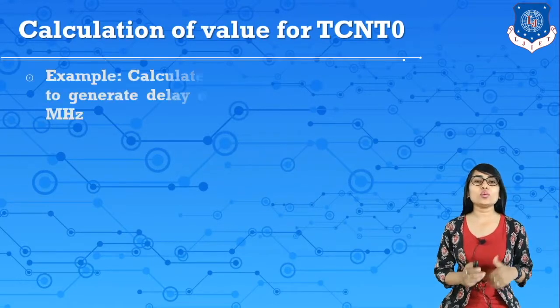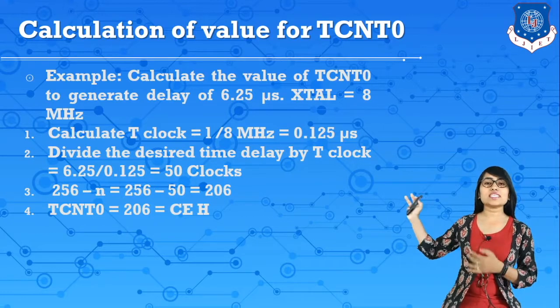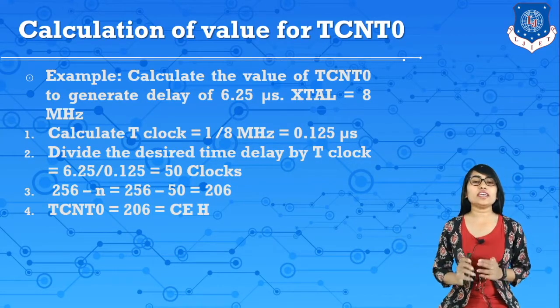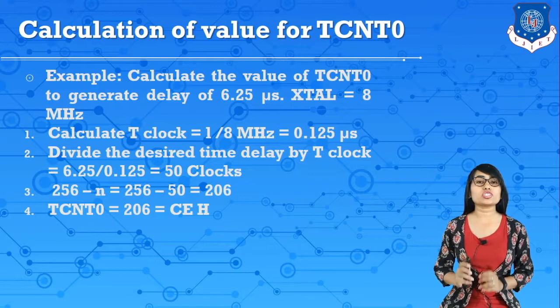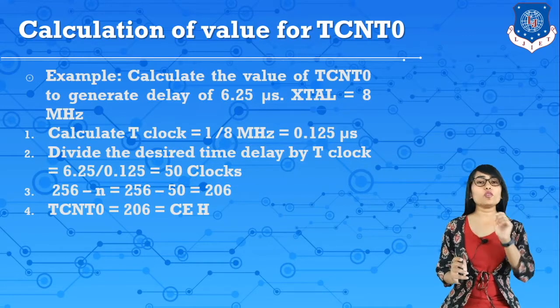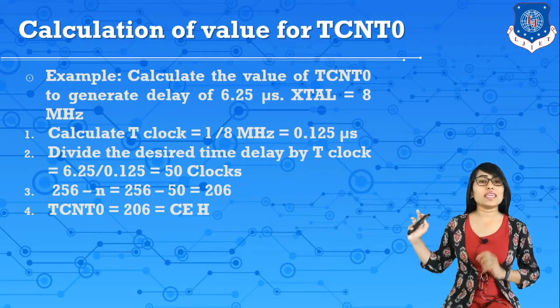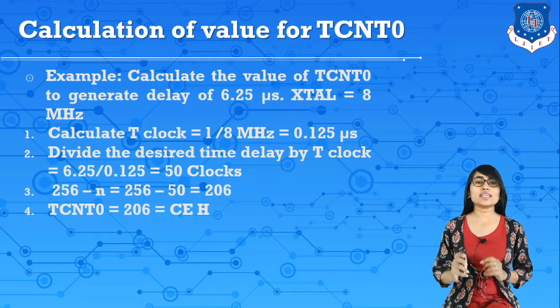Here we have one example of how we can calculate that value. Calculate the value of TCNT0 to generate a delay of 6.25 microseconds. Here we want to generate a delay of 6.25 microseconds, and the clock frequency is 8 megahertz.